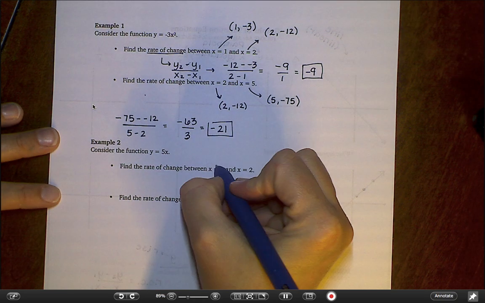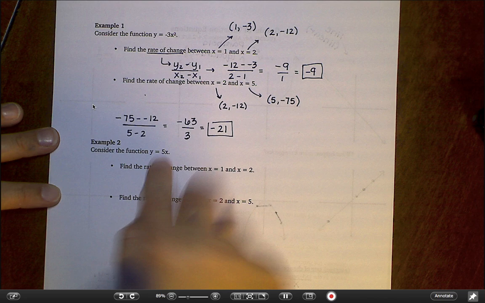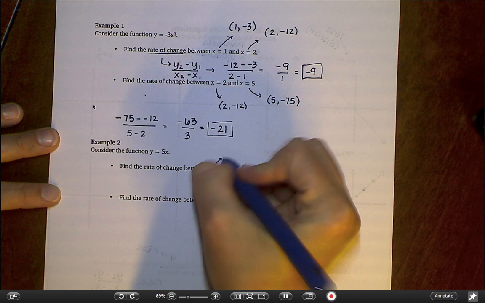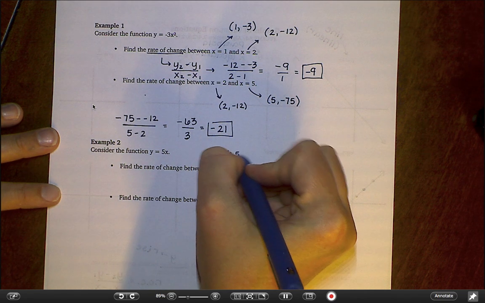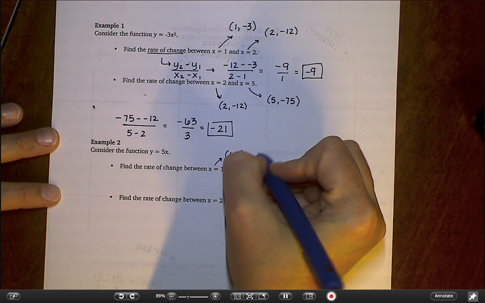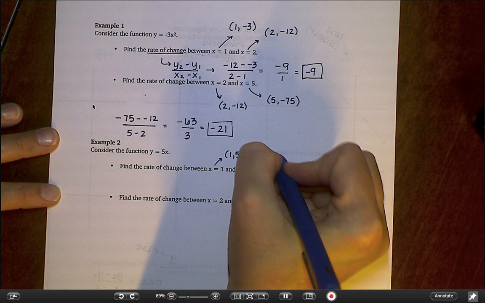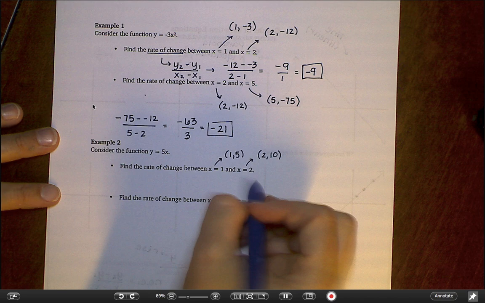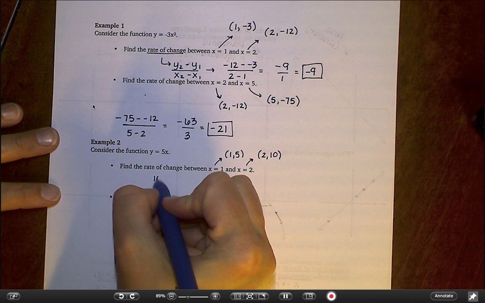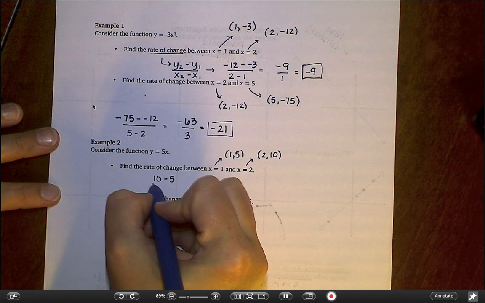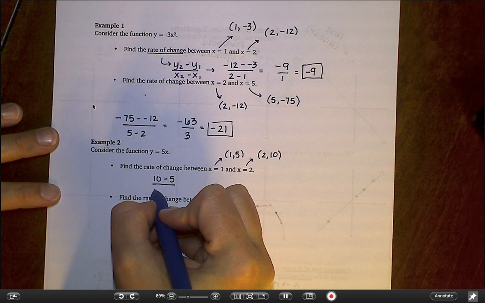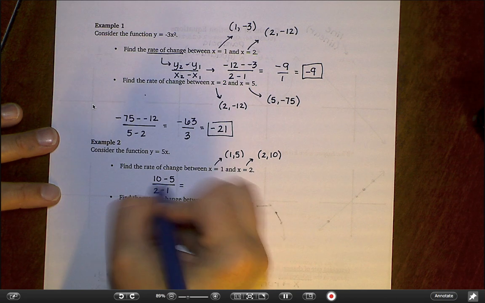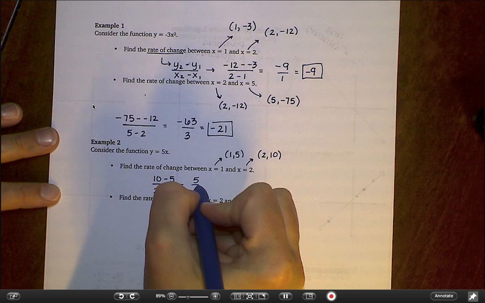I'm going to do the exact same thing. Now this is a real simple one, right? Just 5x. So this would be 1 comma 5. This would be 2 comma 10. And when I calculate this, I'm going to go 10 minus 5 over 2 minus 1. That's 5 over 1, which is 5.